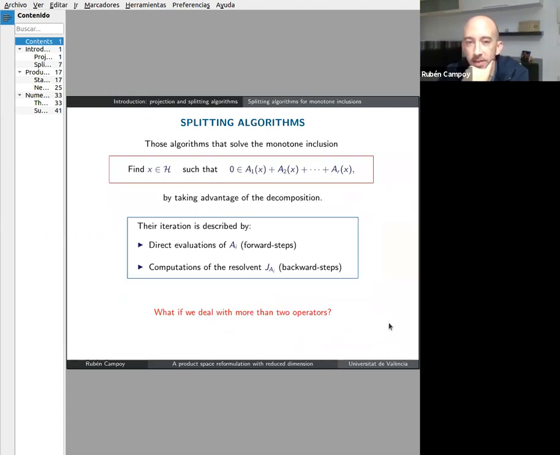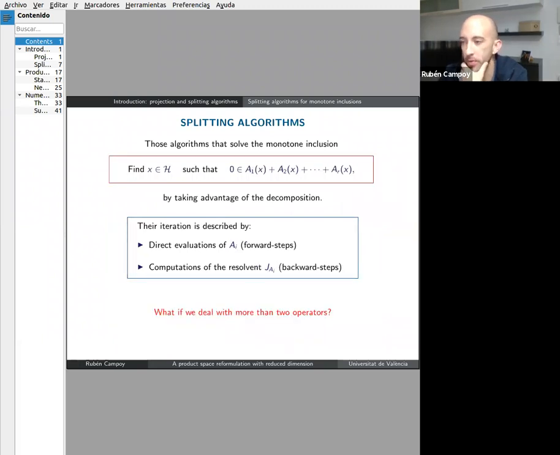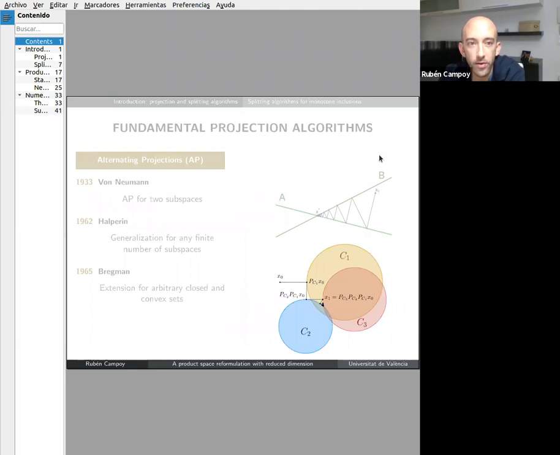So what happens if instead of having only two operators in the monotone inclusion, we have more than two, say R operators? We still want to find a splitting algorithm in the sense that each operator is activated only once and separately. So what happens in this case? Let's study first the case of the feasibility problem. Because when I was talking about projection algorithms, which are splitting algorithms for feasibility problems, in the case of alternating projections, I said that it can be used for an arbitrary number of convex sets. You just project, project, project, project, and so on.